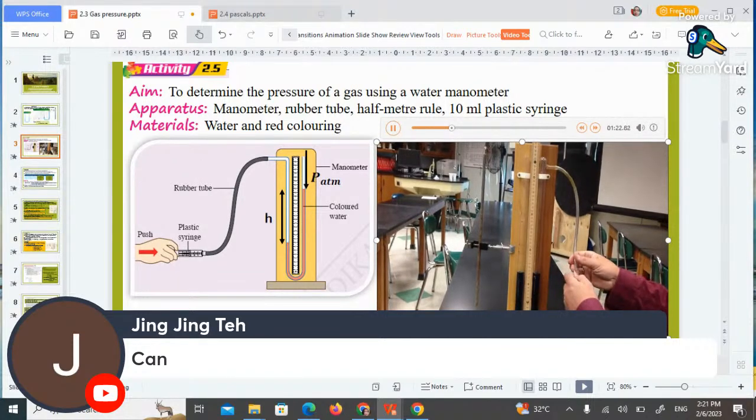equal pressure. Now by increasing the pressure, and I'm doing this by making the volume smaller, stuffing the same amount of gas at the same temperature into a smaller volume, I'm increasing the pressure. And what we can do is measure the difference of these liquids to measure the pressure.